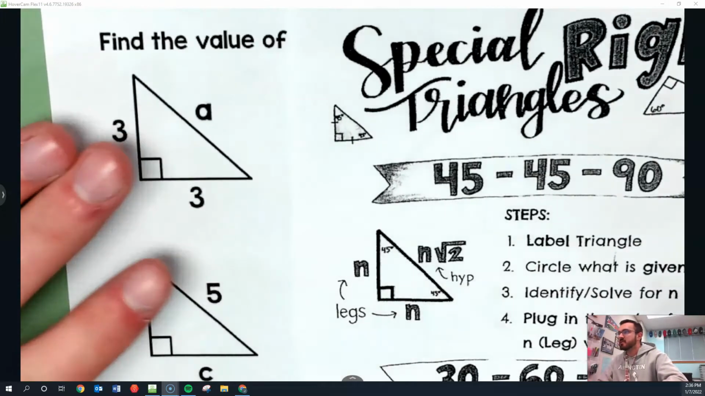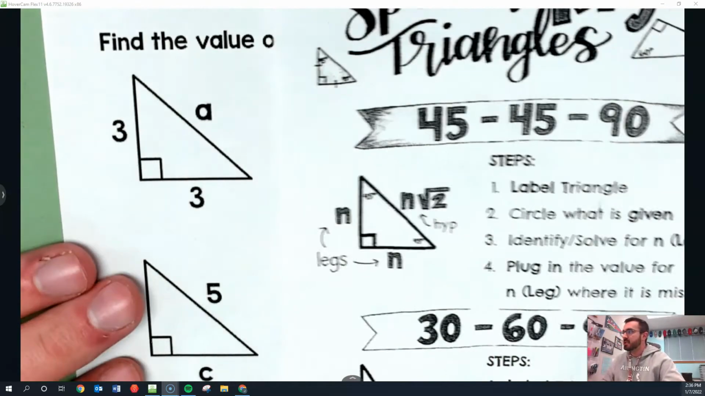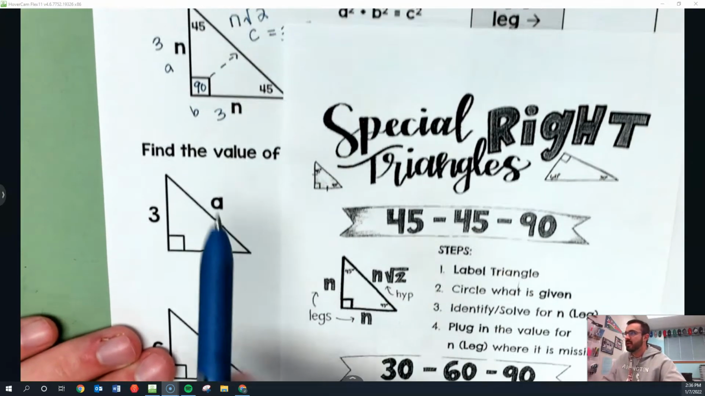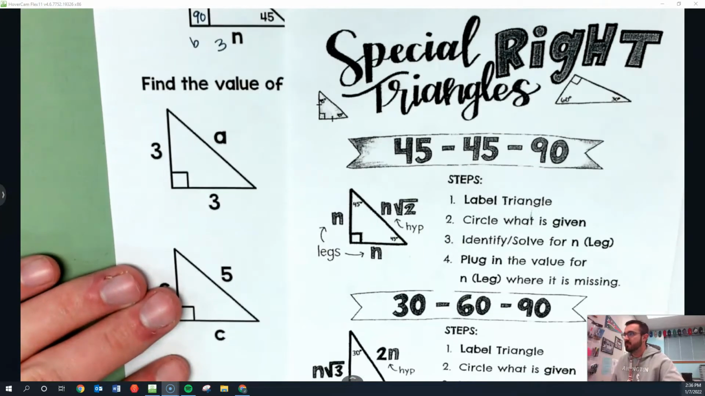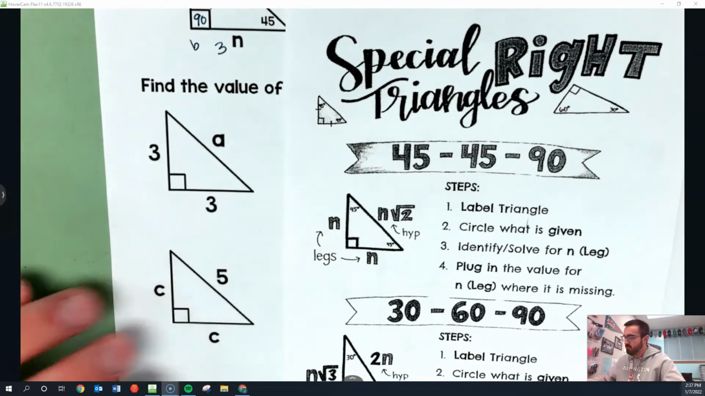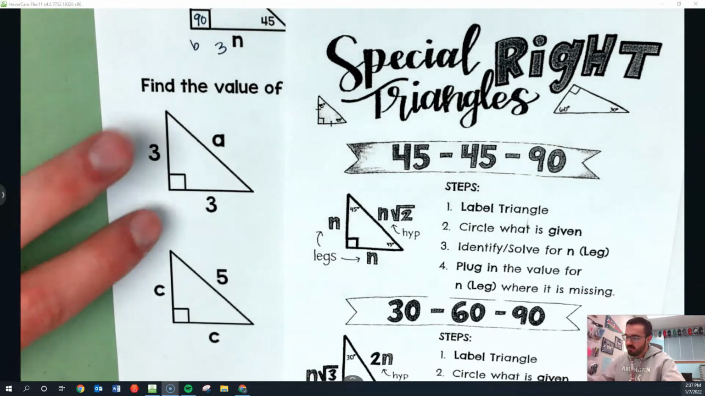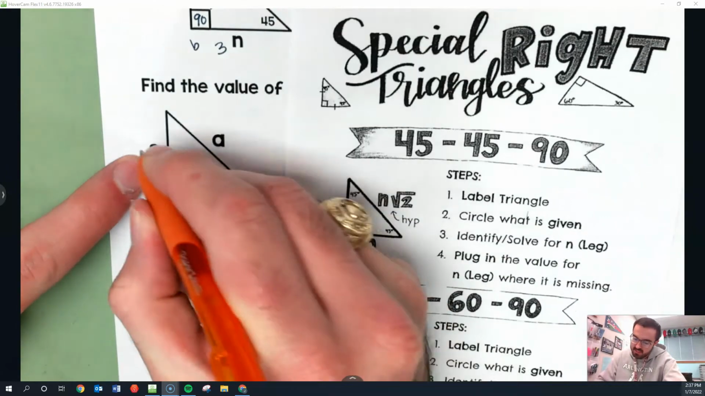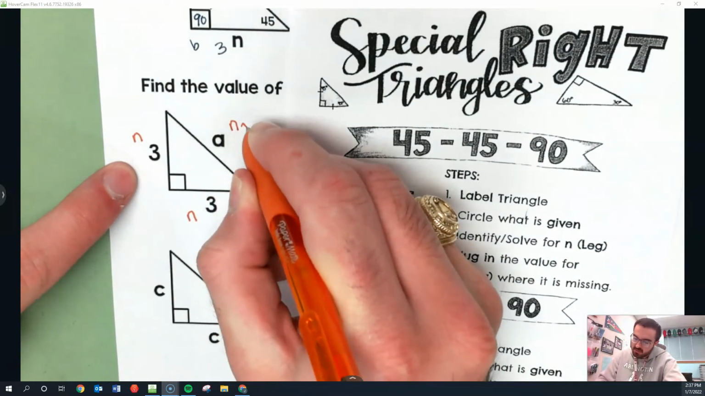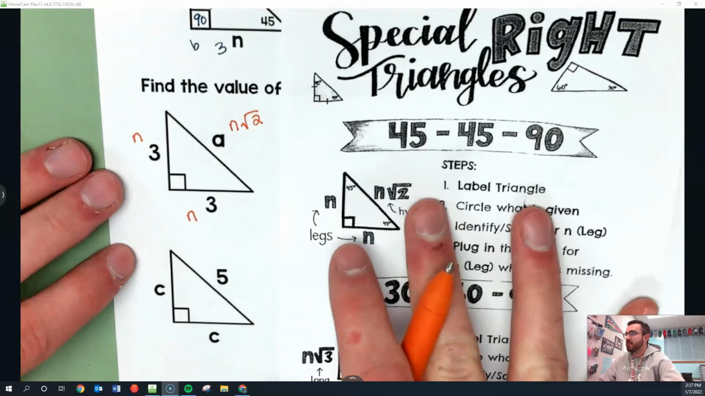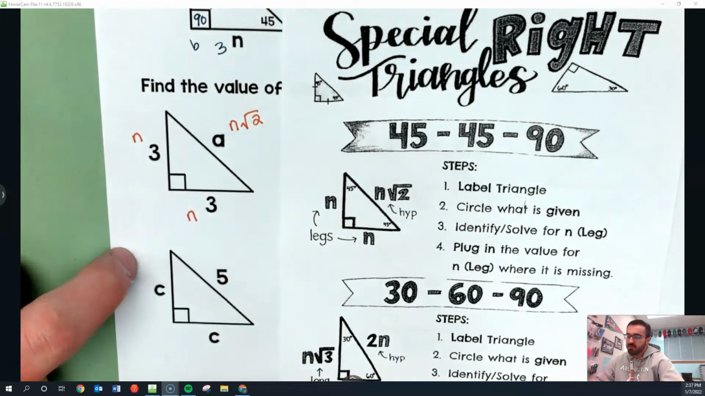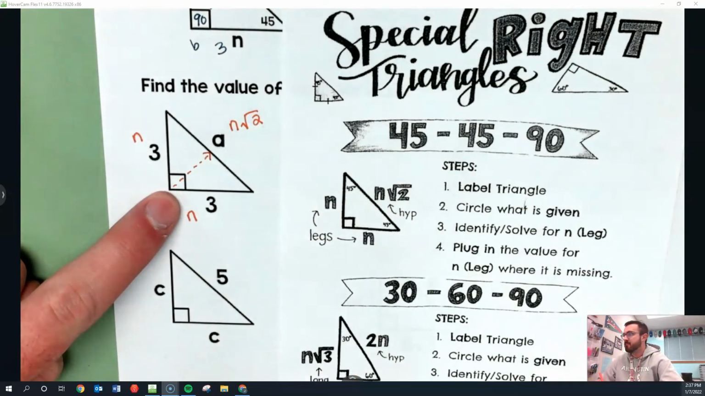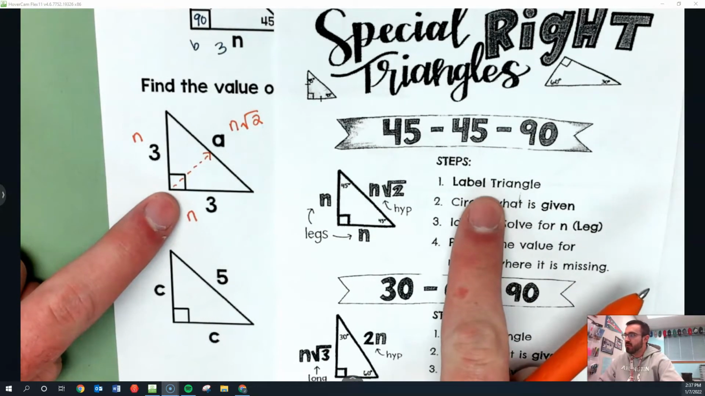Okay, let's look. So step 1 is I'm going to label my triangle. Okay, how do I know how to label my triangle? Well, I look right here. I'm going to use the n values. Okay, my 2 legs, which are the 2 sides that meet at a right angle, so 3 and 3, I'm going to label those both n. So this is an n, this is an n, this is an n square root of 2. That's all it is. I'm labeling my triangle. Remember, n square root of 2 is n square root of 2 because it is across from the right angle. Okay? We have labeled our triangle.